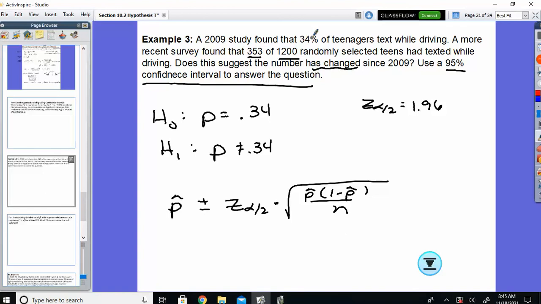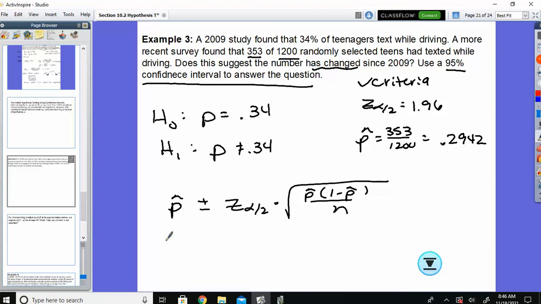Before we assume it's normal, let's check. Is 1,200 less than 5% of the whole population? Yeah. My n, 1,200, times my p, 0.34, times 1 minus p, that's bigger than 10, so we can assume it's normal. So I didn't write it down, but I did check my criteria. All right. We need our p hat in this formula as well. So p hat is x over n. So that is 0.2942.